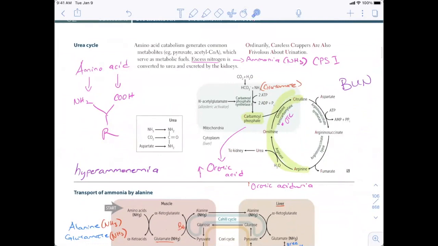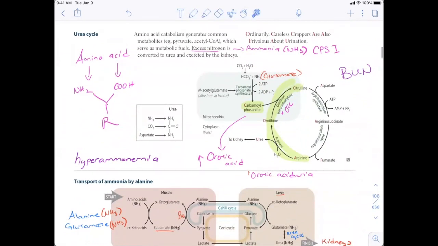Let me see if I can touch on this real quick before we stop for today. I'm trying to cram in as much as we can today. Your urea cycle has one job, okay? And that job is to get rid of excess urea from the body, right? And where's your urea? Your urea is your breakdown product of your protein. It's the end result of your amino acid catabolism, okay?